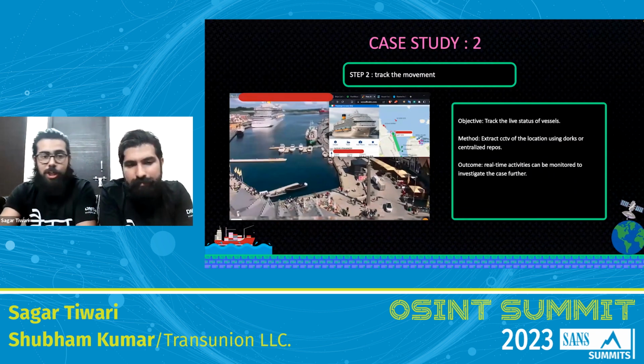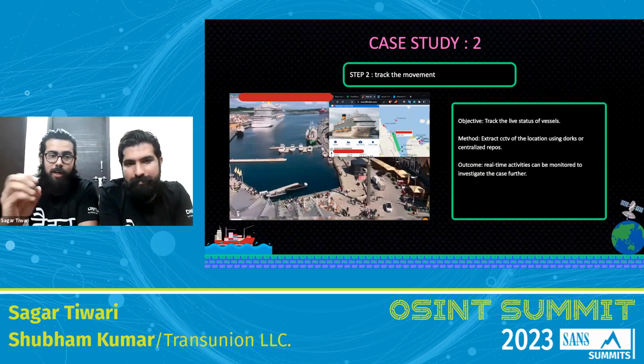So once we get the location of our ship X, we will start hunting for any exposed webcam, IP cam, or CCTV footage near that area. Why are we doing so? Because we want to visually confirm as well as monitor it for gathering more evidence, as we already said. Once we get the location, we know it's up near a port area in the Norwegian region.